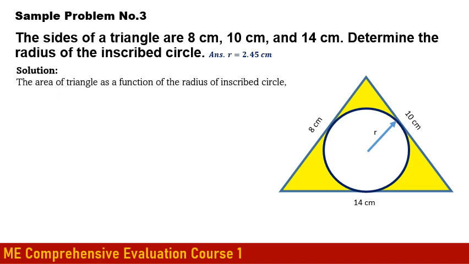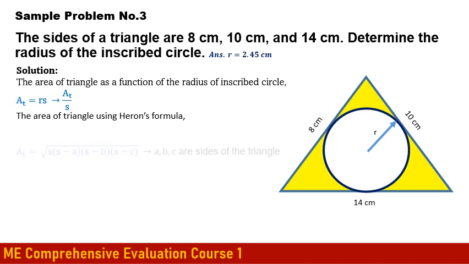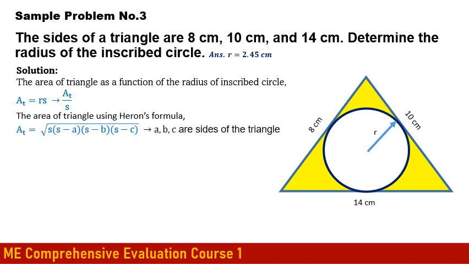Using the area of a triangle as a function of the radius of the inscribed circle, we know that it is equal to the product of the radius of the circle and the semi-perimeter. So in order for us to get the value of the radius, it would be equal to the area of the triangle divided by the semi-perimeter. On the other hand, we also know that the area of a triangle can be computed using Heron's formula, where A, B, and C are the sides of the triangle.